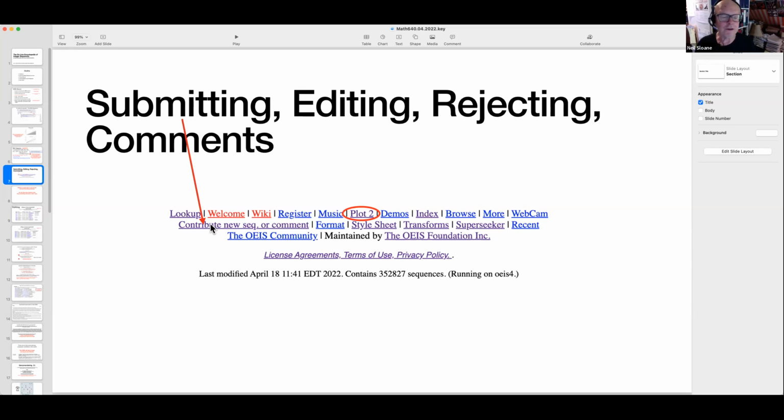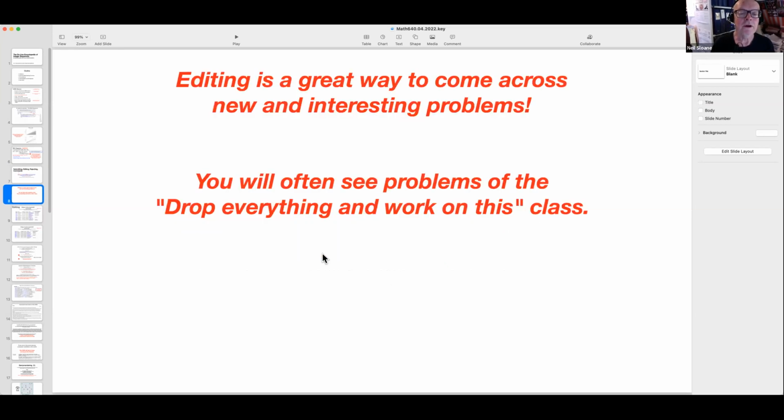So submitting is easy. You have to register first, and you register by clicking on the register button. Another thing I want to mention is that there's a button here called plot to, and this enables you to plot one sequence against another, or a sequence against a shift of itself. And this is a different way of looking at sequences besides the usual graph function, which actually can be very useful, as you'll see in a minute. And you can see it tells you how many sequences we have and the license. All right. What about the editing?